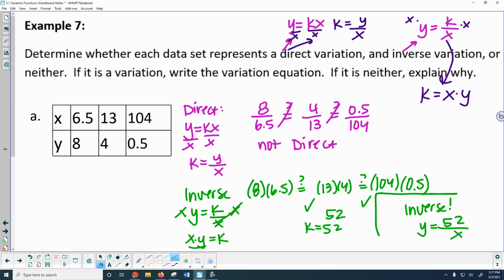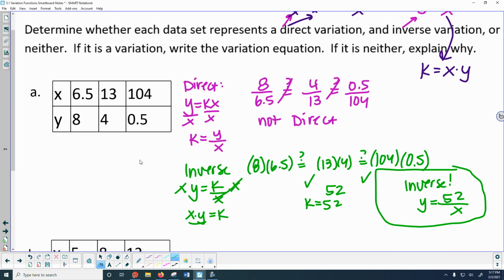You can check and see if that makes sense. Just test some numbers. If I take 52 divided by 6.5, do I get 8? You will. 52 divided by 13, do I get 4? I will. And divided by 104, do you get 0.5? Yes, indeed. All right, let's try B.